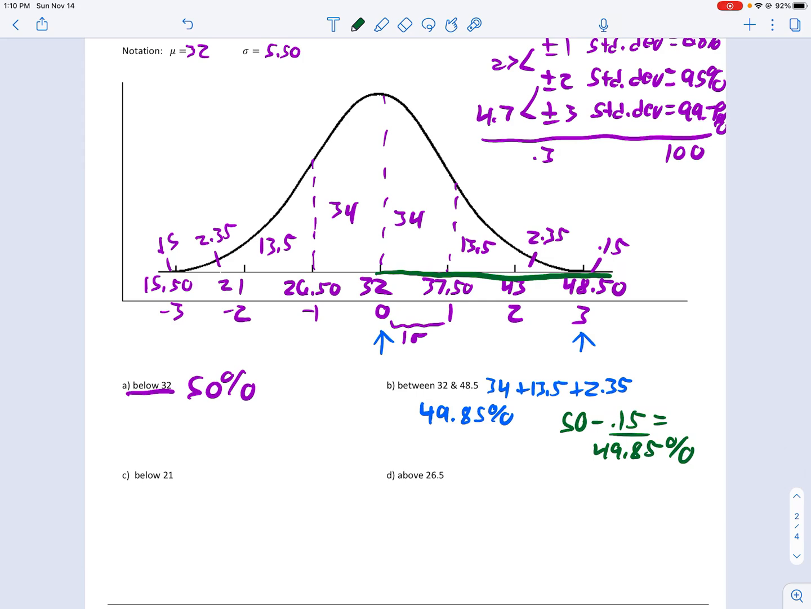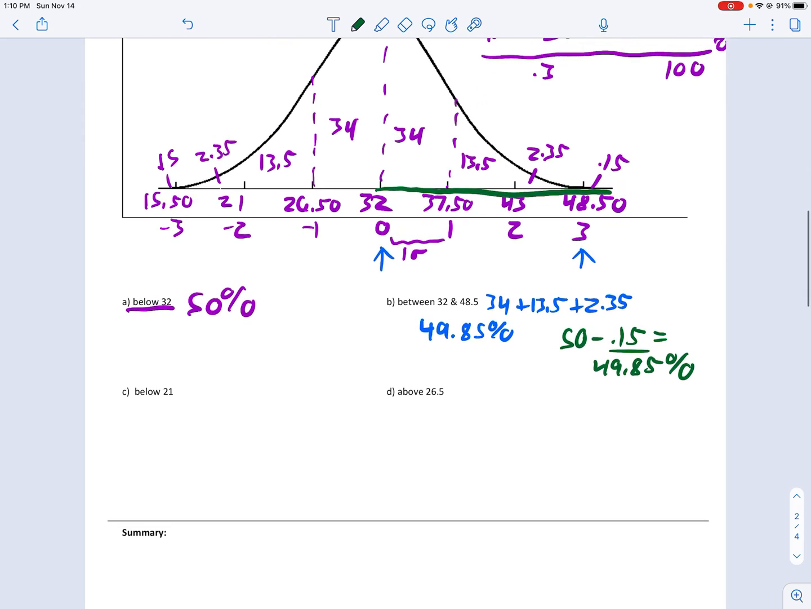All right, so below 21, so here's 21 right here. So below would be these 2. So this would be 2.35 plus 0.15, which equals 2.5%.